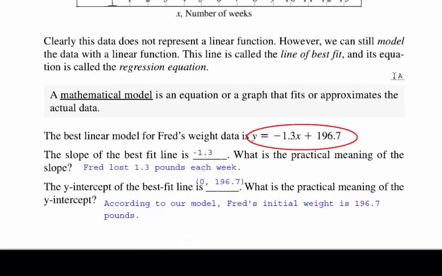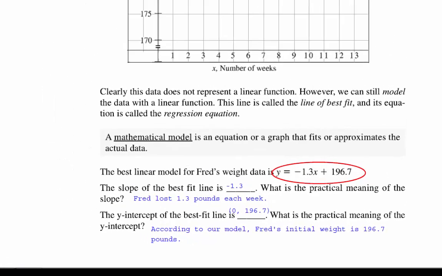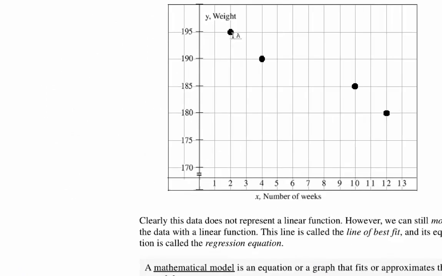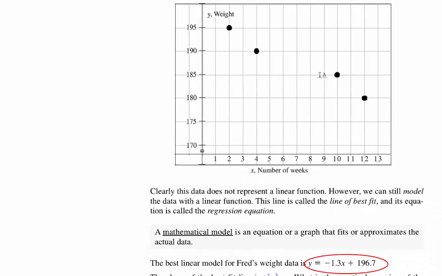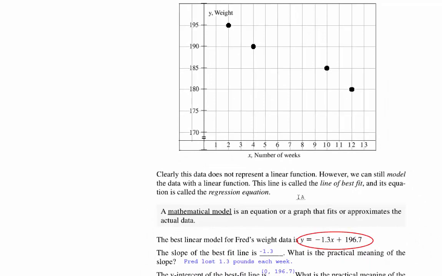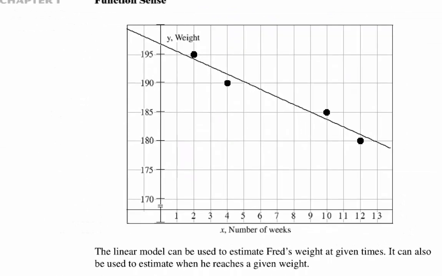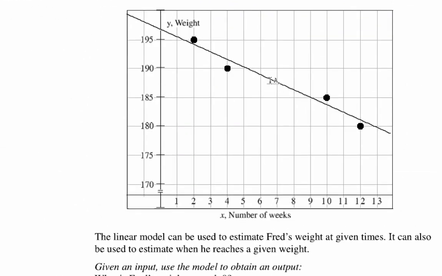So what I'd like to do now is actually draw a line through all of these points. We're going to draw the line of best fit. That's the fit that's going to go through as many points as possible. So if I were to actually graph this line on this graph, well, if you look on our next page, it would look something like this. Okay, and that equation, negative 1.3x plus 196.7, describes this line that almost goes through all of our points. We can use this model to estimate Fred's weight at different times.